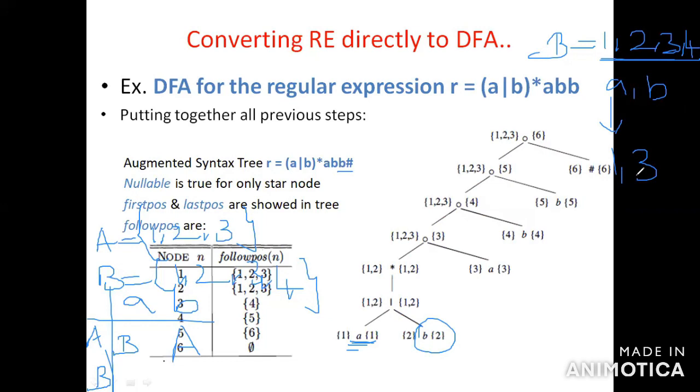What is the follow position of 1? The follow position of 1 is {1, 2, 3}. What is the follow position of 3? The follow position of 3 is 4. So the union is {1, 2, 3, 4}. What is {1, 2, 3, 4}? Already you have marked it as B. So B of a is {1, 2, 3, 4}, which is B only. So you can write B.